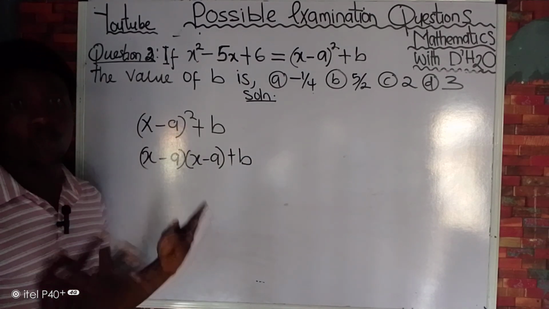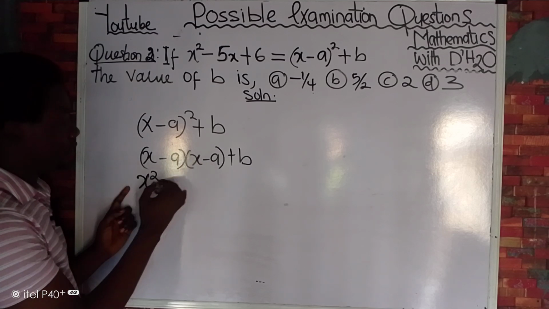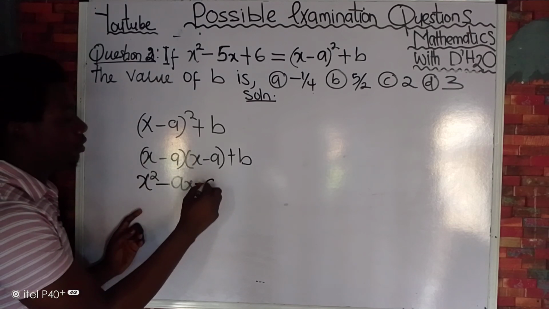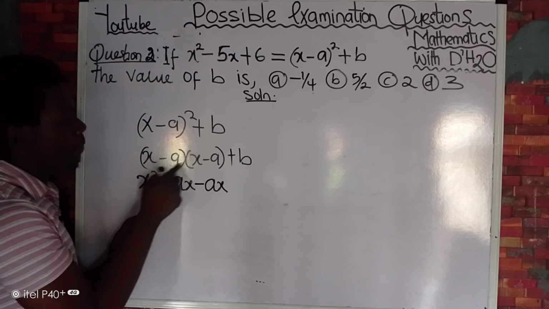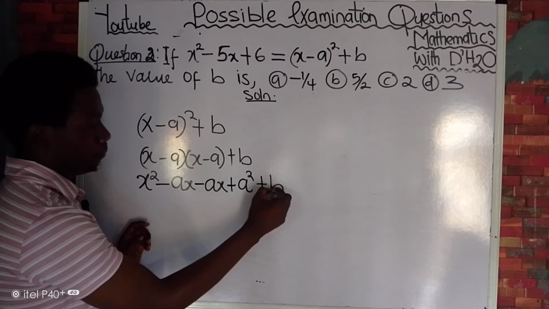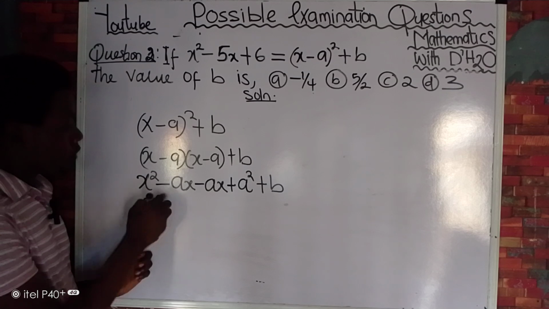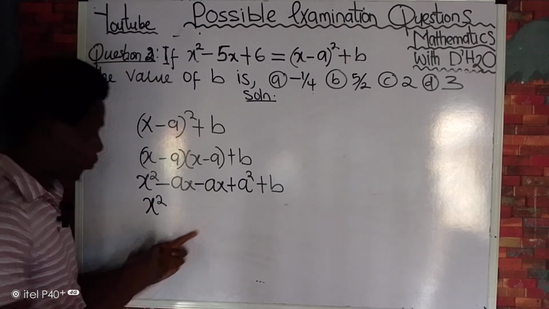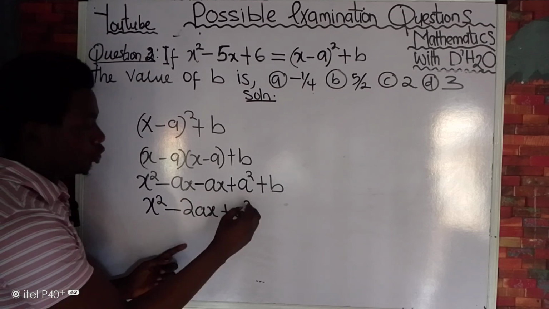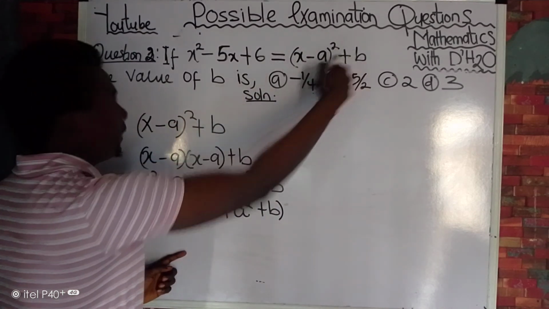You know the brackets are in 2 places, so let's multiply them. x times x, x squared. x times minus a, minus ax. Minus a times x, minus ax. Minus a times minus a will give us plus a squared, plus b. Wow, that's interesting. So this is what we have now: x squared minus ax minus ax will give us minus 2ax plus a squared plus b. So by the time we expand this bracket, this is what we have.